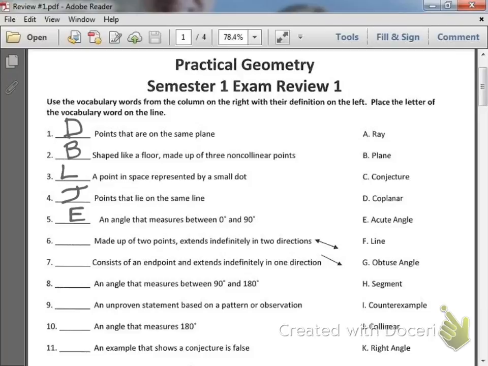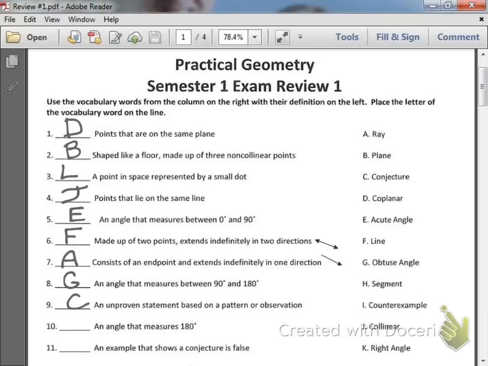Number 6. Made up of 2 points extending indefinitely in 2 directions. F. Line. Good. Number 7 consists of an endpoint and extends indefinitely in 1 direction. A, it's a ray. Number 8, an angle that measures between 90 and 180. G, obtuse. Number 9, an unproven statement based on a pattern or observation. C, conjecture. Good.